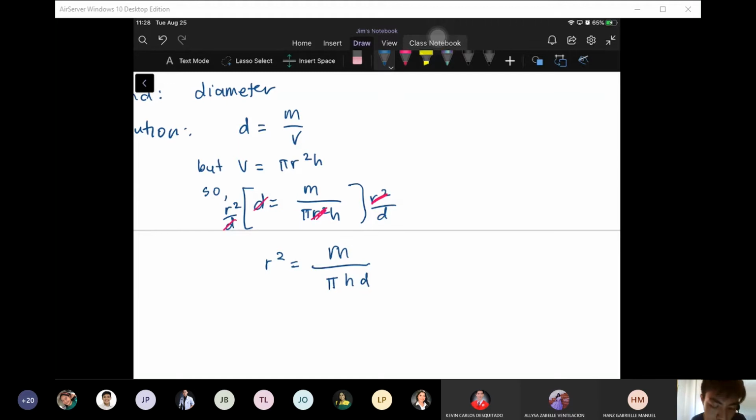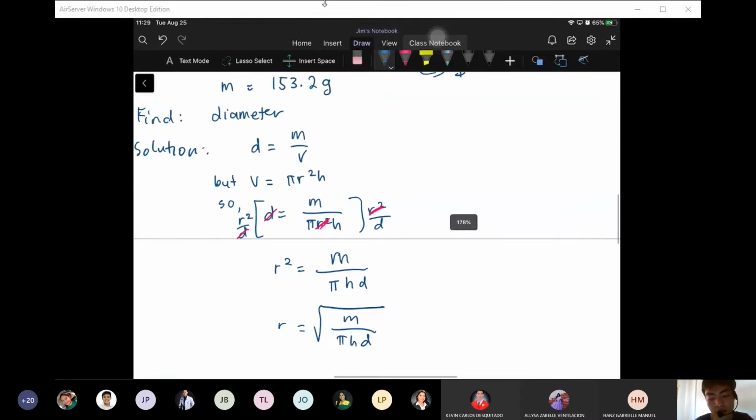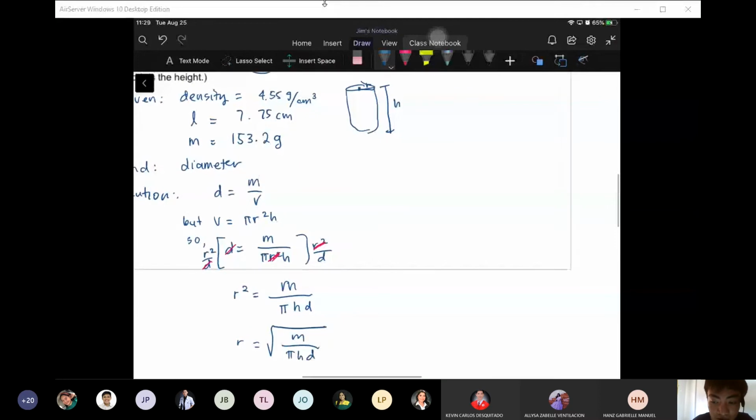But still, we don't like r square. We're going to look for just the radius. So to get the radius only, we are going to get the square root of this term. So ganun yung step natin. Once we have the working equation, we can now plug in all this information. So we're going to plug in r equal to the square root of 153.2 over pi.